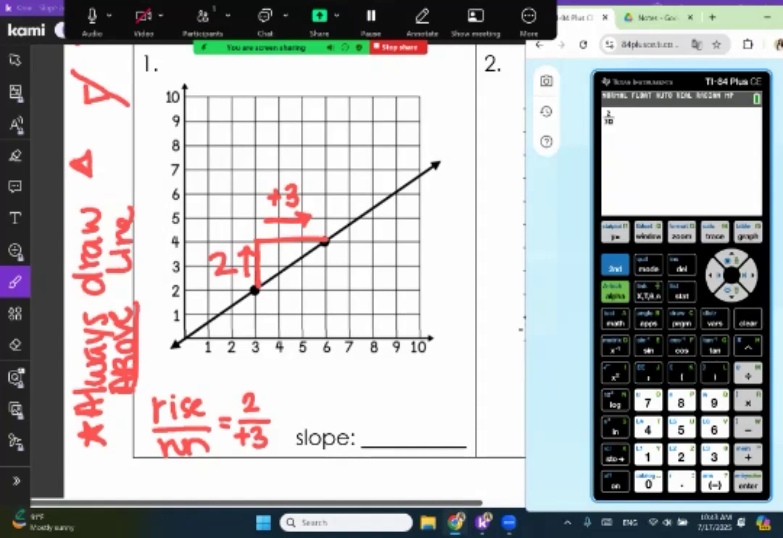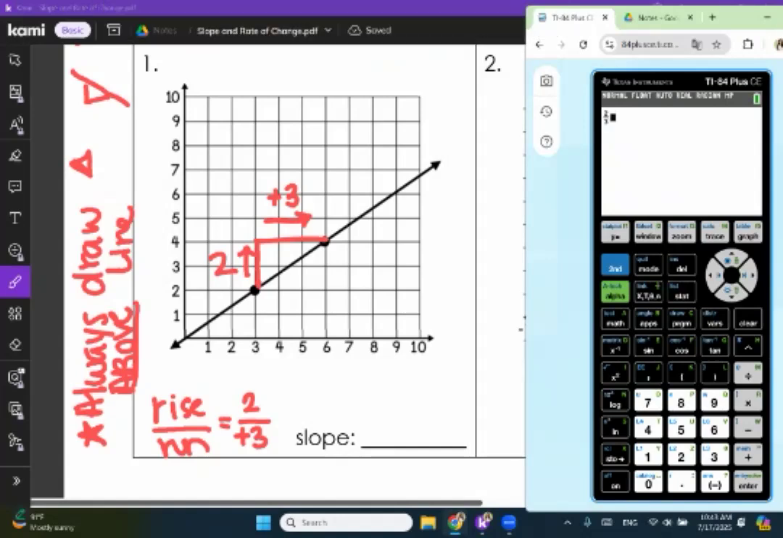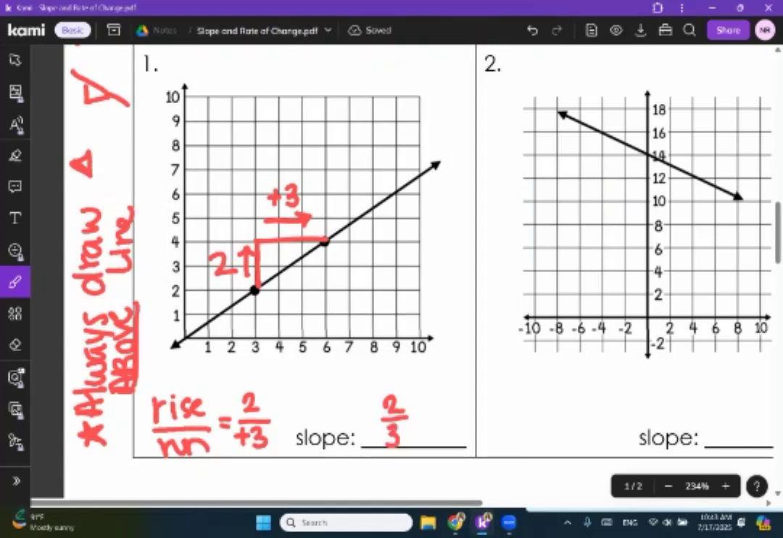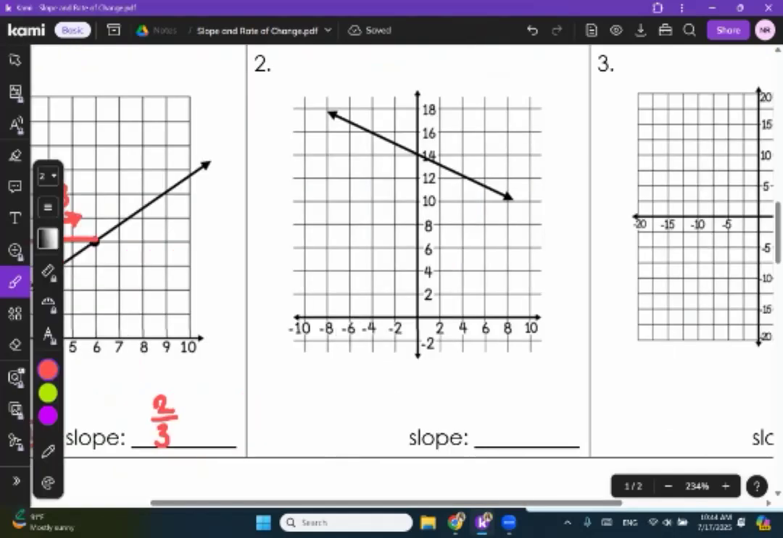So to type your fraction in and just press enter, the calculator will do the simplifying for you. If it changes, write the new fraction. If it doesn't change, then that just means it is simplified. It is in its simplest form. So the slope of this line is 2/3. Let's try another one.